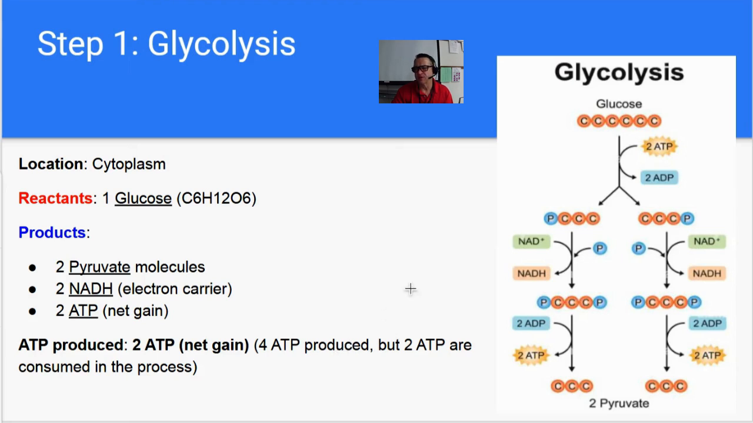All right, so now I'm going to go a little more in depth about what happens in each of these 4 steps of cellular respiration.